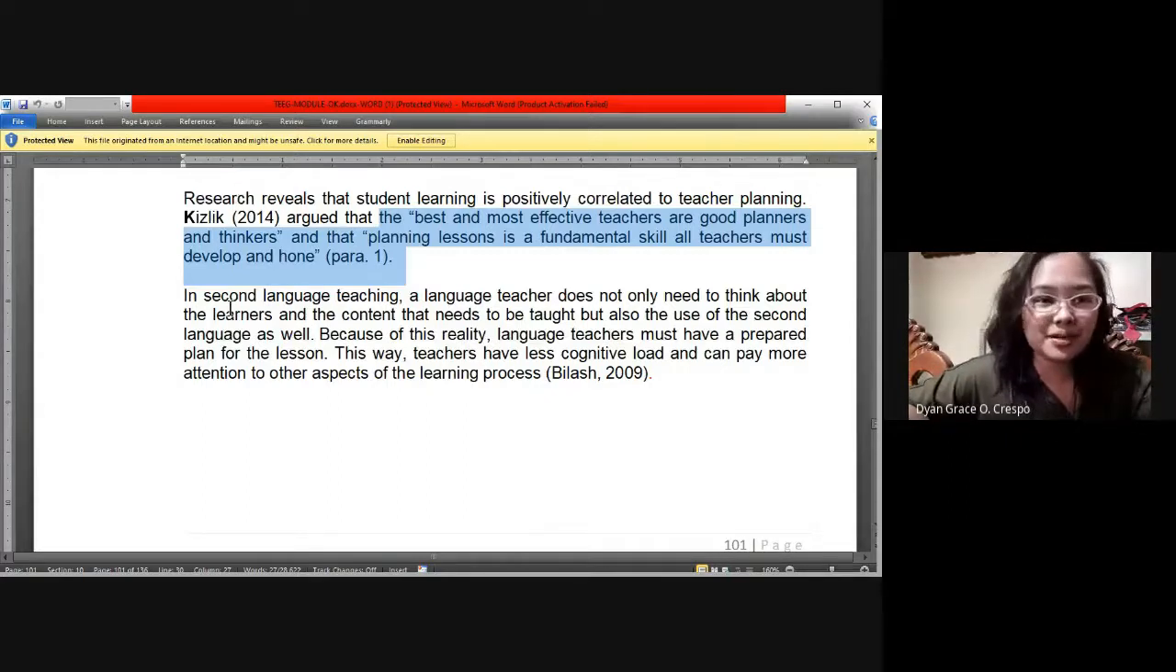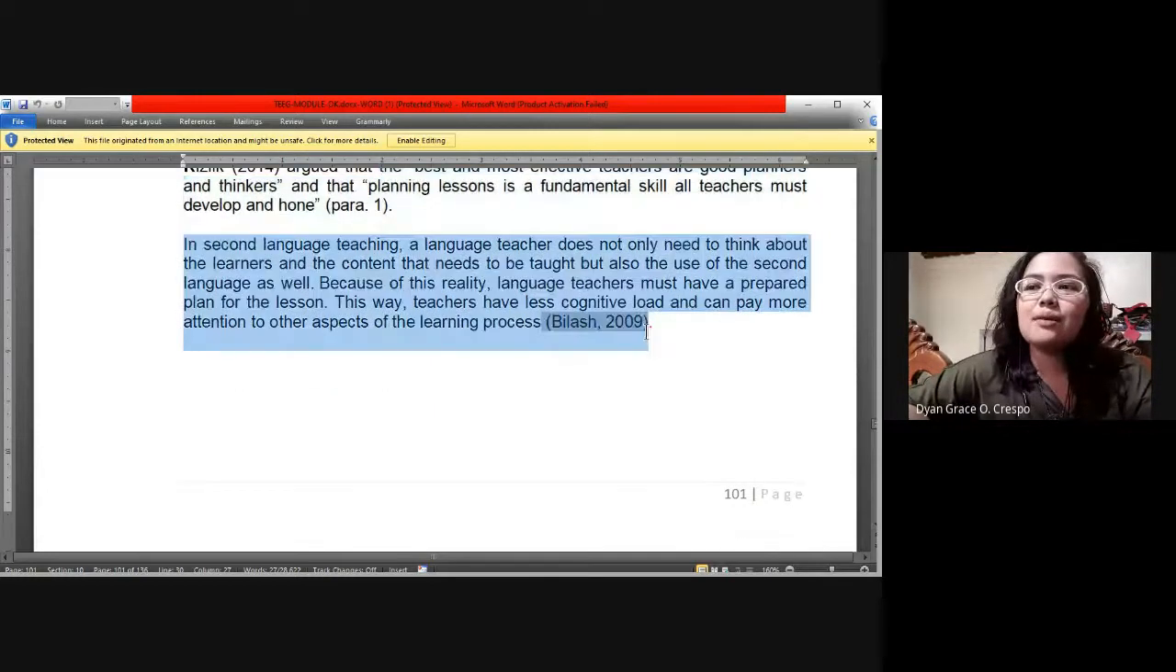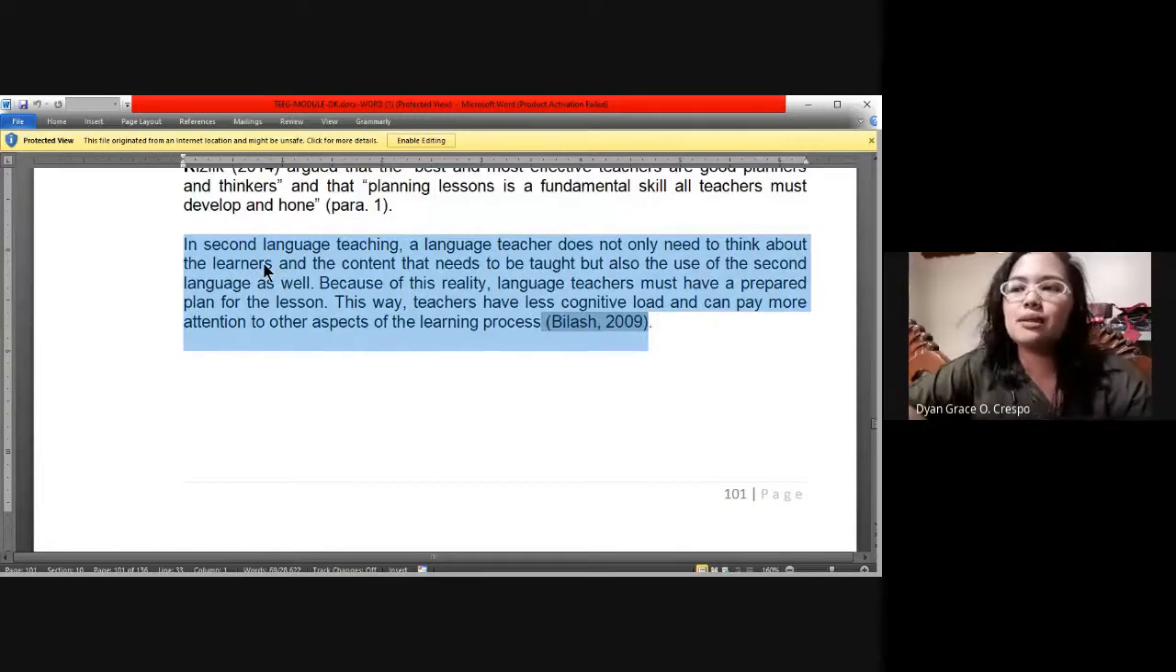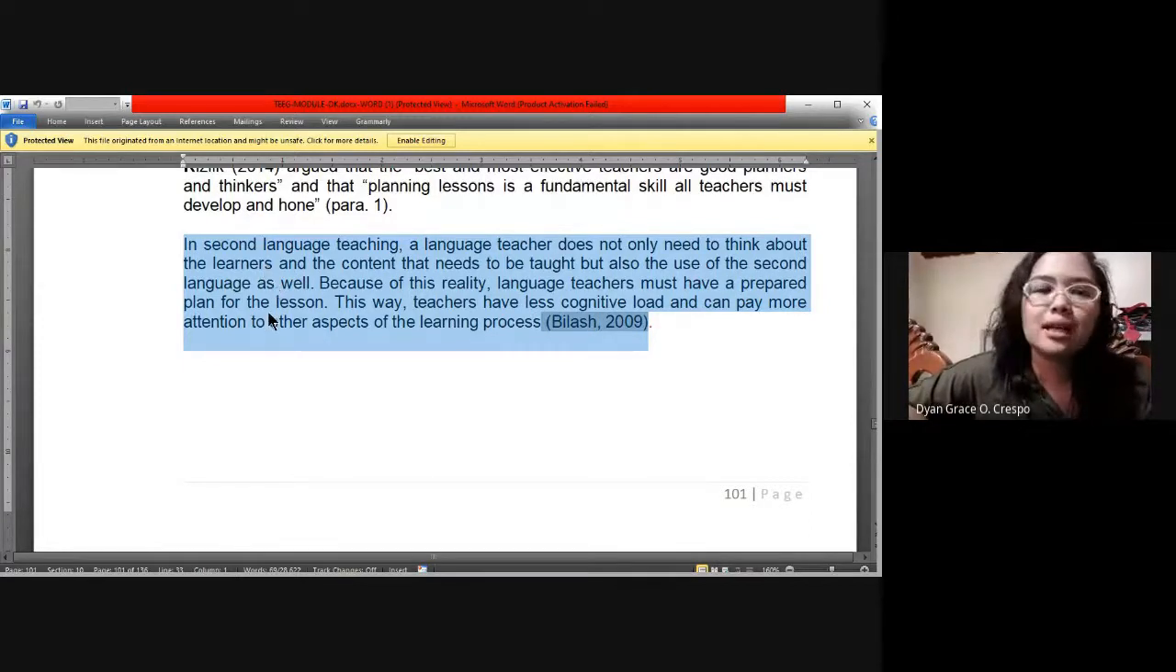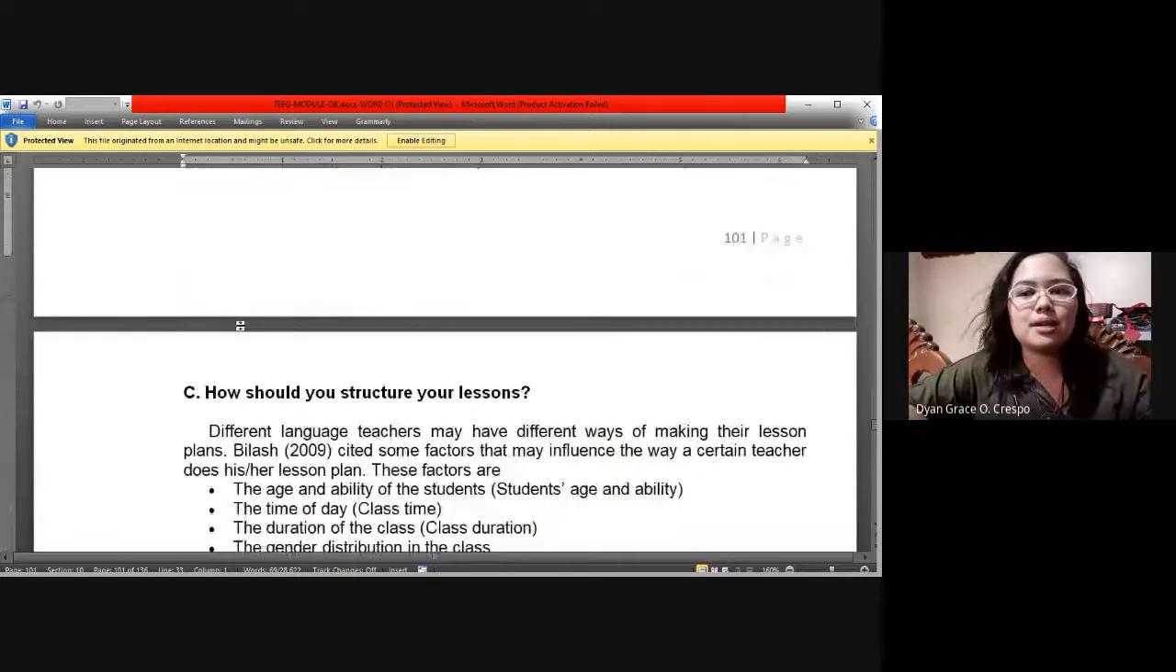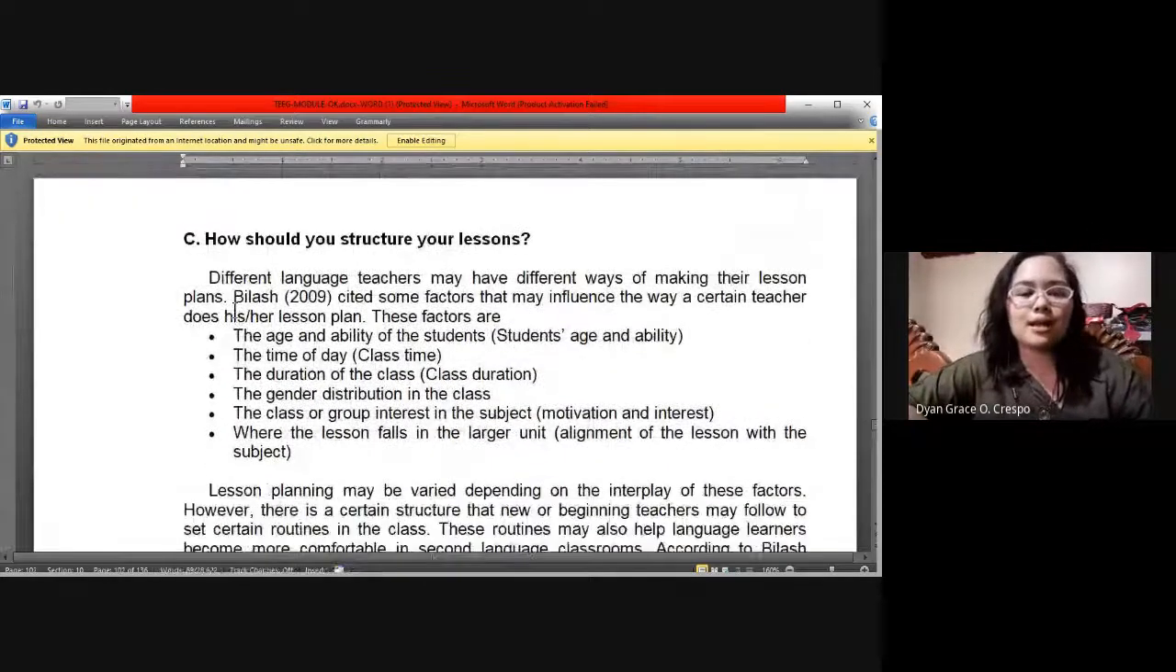Diba? In second language teaching, a language teacher does not only need to think about the learners and content that needs to be taught, but also the use of the second language as well. Because of this reality, language teachers must prepare a plan for the lesson. This way, teachers have less cognitive load and can pay more attention to other aspects of the learning process. So now, how should you structure your lesson? So I have said before, kanya-kanya.